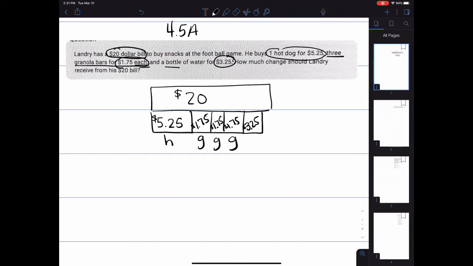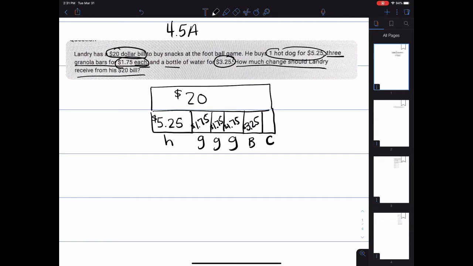So this is a bottle of water. But like I said before, you have to leave one box for the change because the change is part of the total of the $20 bill. So it says how much change should Landry receive from his $20 bill.